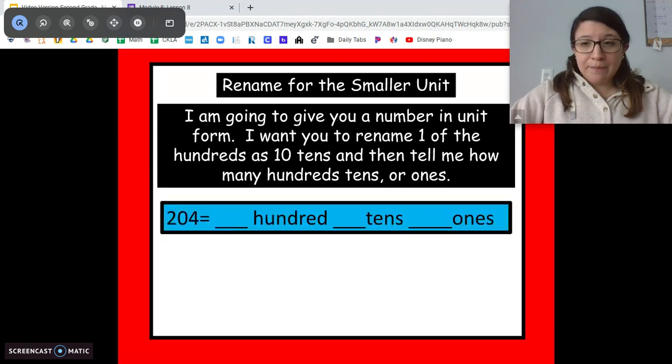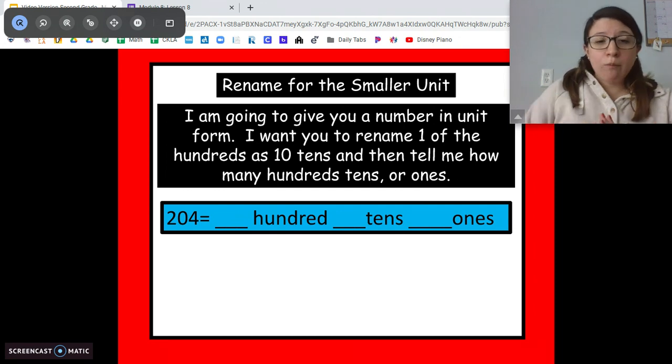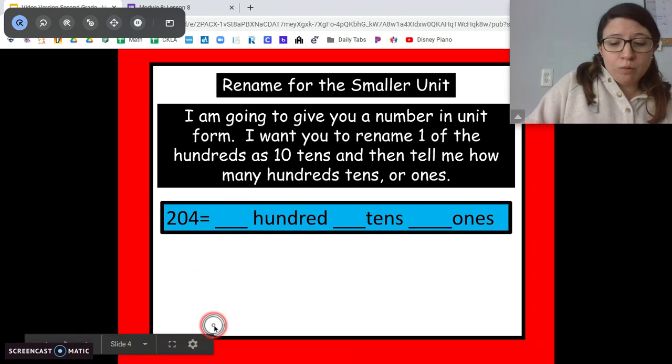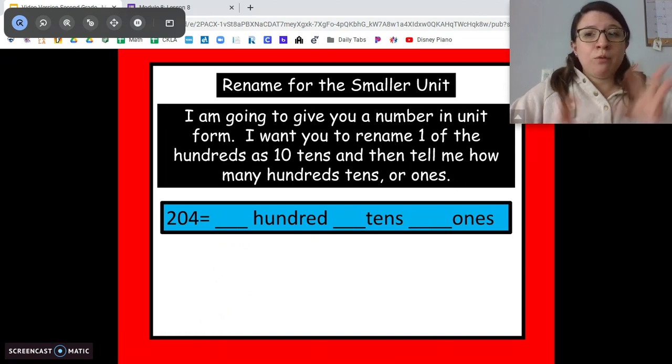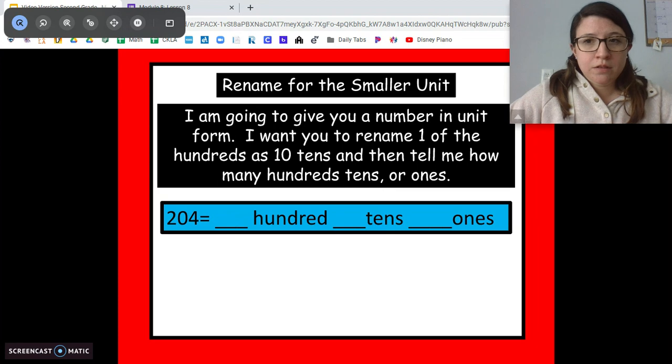Now this one, same thing. We're going to pull the 10 tens out, so that's going to equal 100. However, we're still going to need some hundreds and some ones to finish this number out. So how many hundreds and how many ones will we have when we take those 10 tens out?